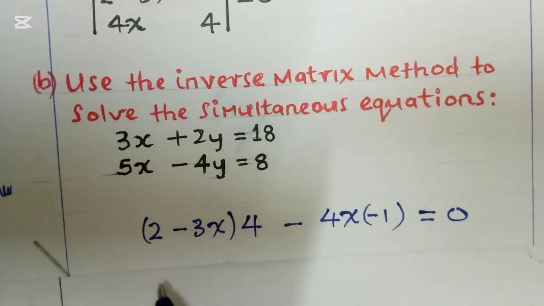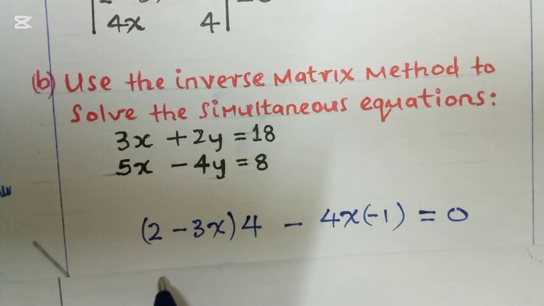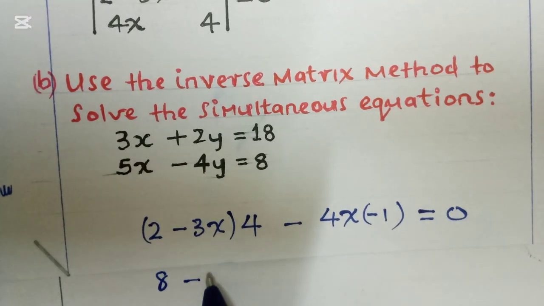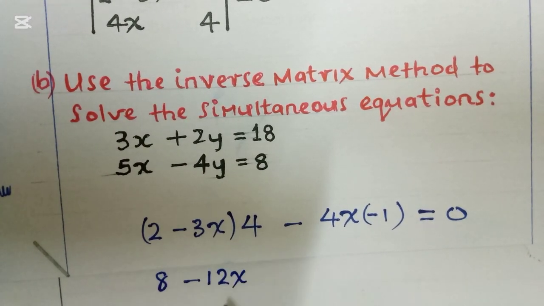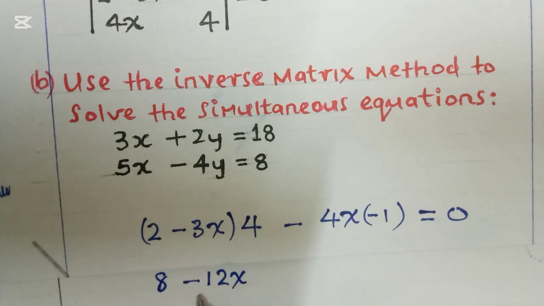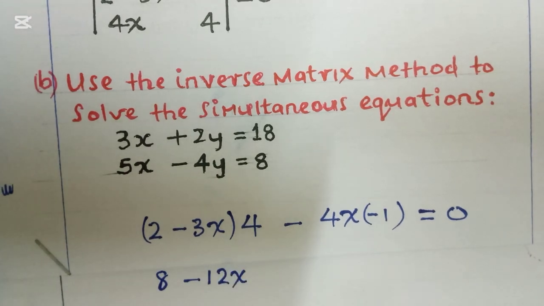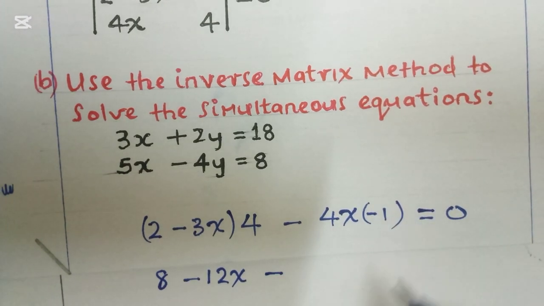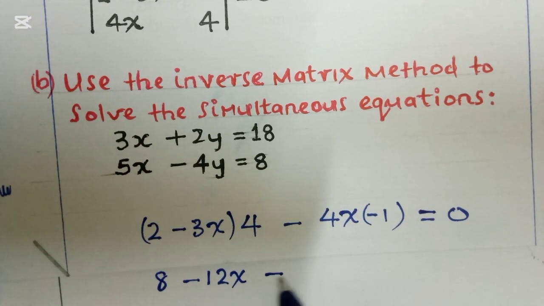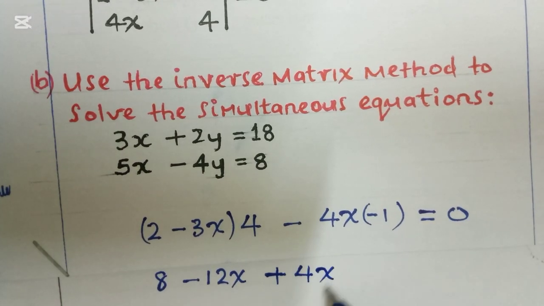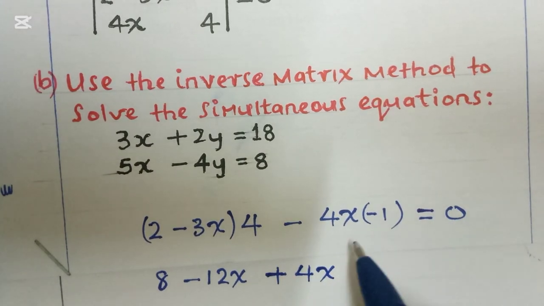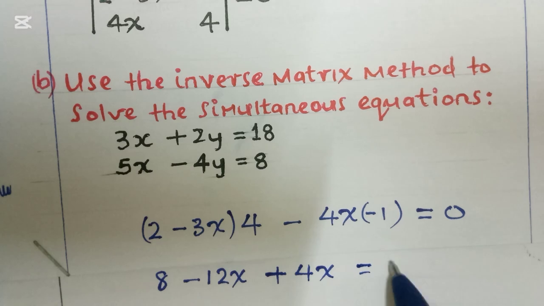So this one is now going to give us 2 times 4 is 8, minus 12x, because 4 times minus 3 gives us 12, then x, minus 4x multiplied by -1 is actually now going to be plus 4x. Because this minus and this minus will give us plus. So this one is equal to 0.